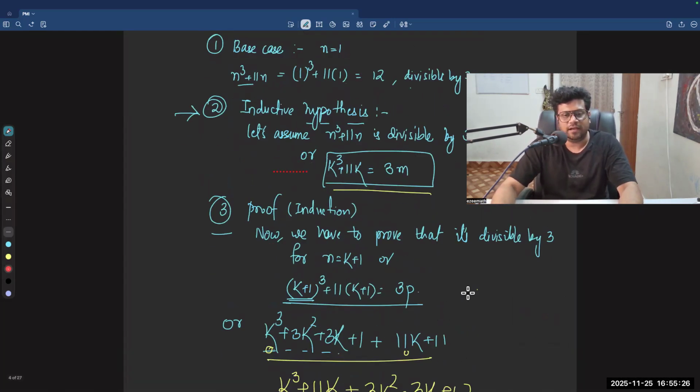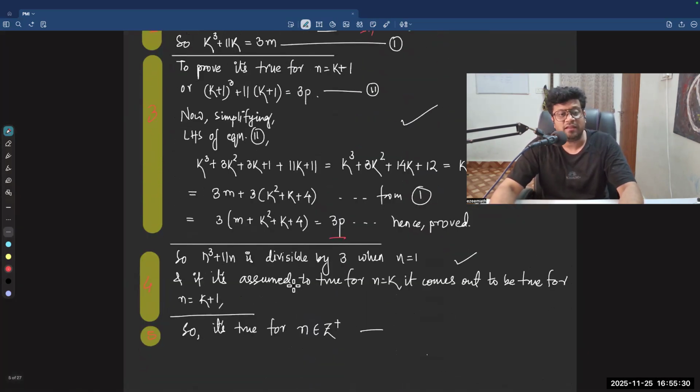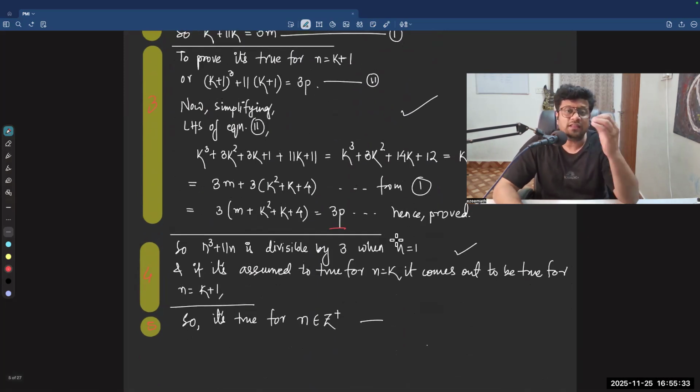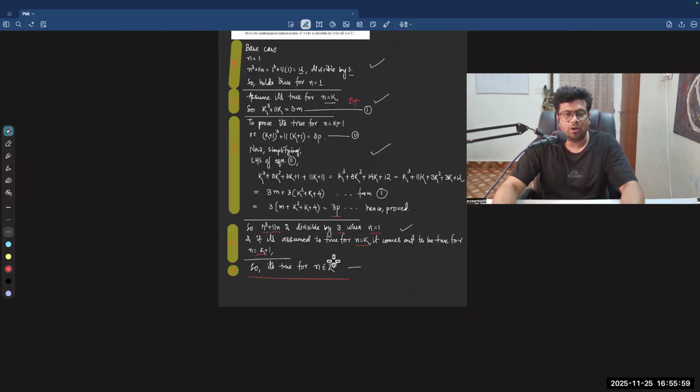If you can see, there it is. Me coming to a 3p is the part that I did, and that was the third step. But what are the fourth and the fifth step? Fourth and the fifth step is where you conclude your entire PMI thing. You're like, oh, so n^3 + 11n is divisible by 3 when n is equal to 1. And assuming that it is true for n equal to k, it also comes out to be true for n equal to k plus 1, then it should be true for all n belonging to Z plus. That's your fifth and final statement, and that is how you fetch all the marks there are.